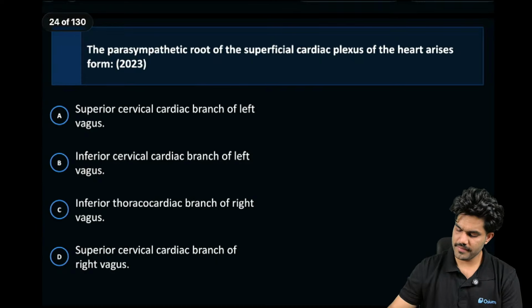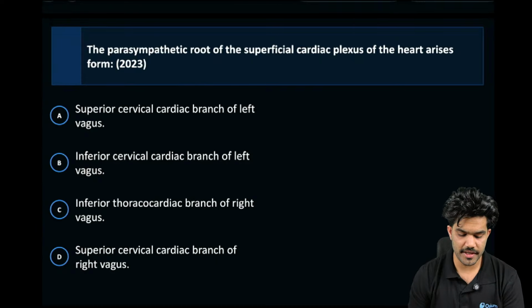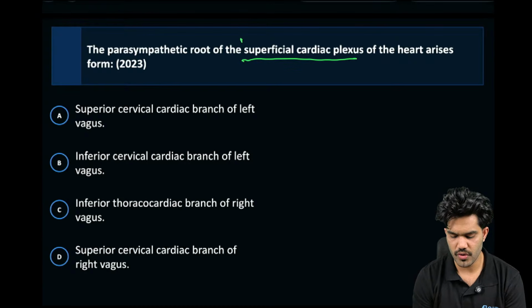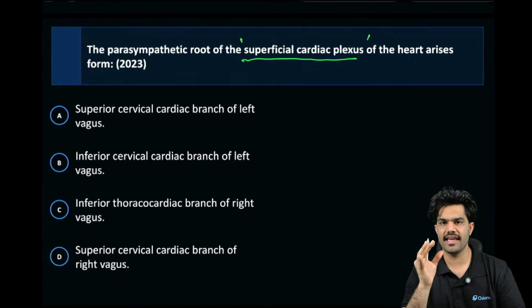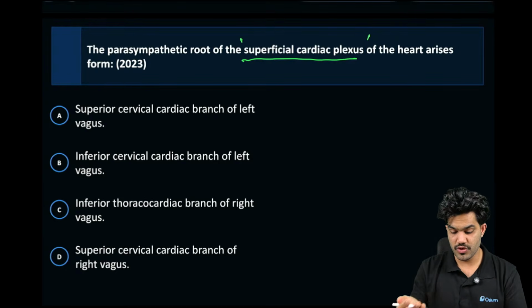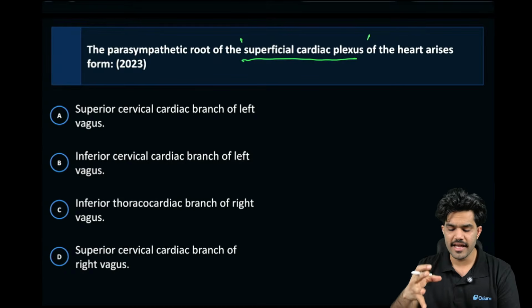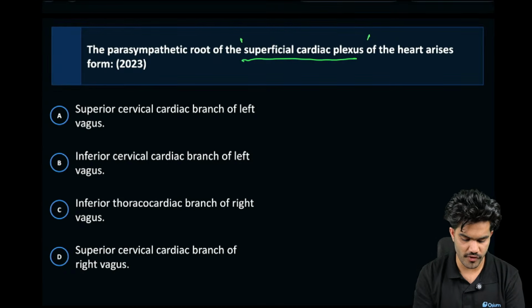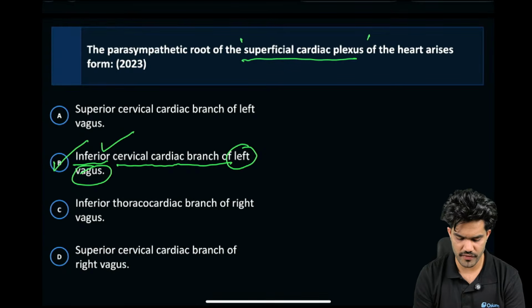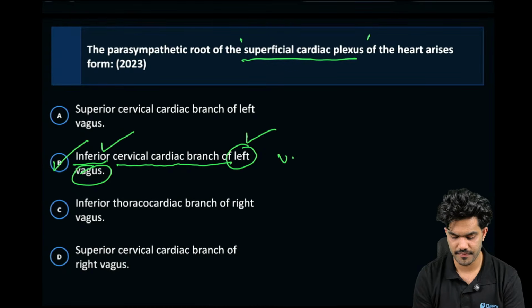Let's talk about the parasympathetic route of superficial cardiac plexus. You know, cardiac plexus involves parasympathetic and sympathetic. So, this parasympathetic route is there, right? So, let's see what it is formed of. It is formed of inferior cervical cardiac branch of left vagus. Okay, inferior you have to focus, left vagus, very important. Okay, factual question but important.